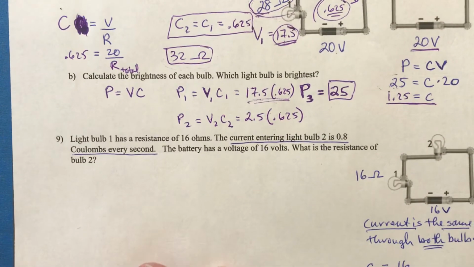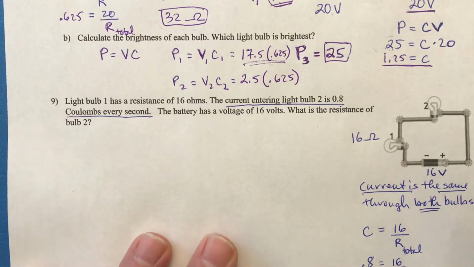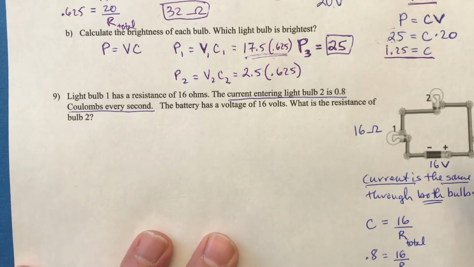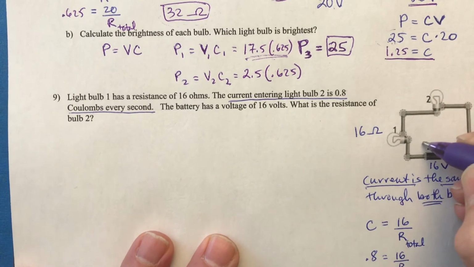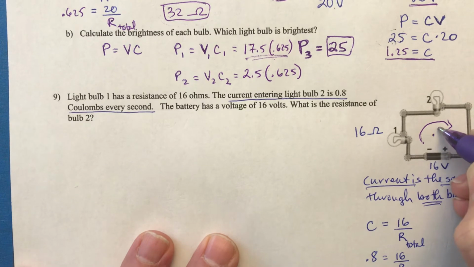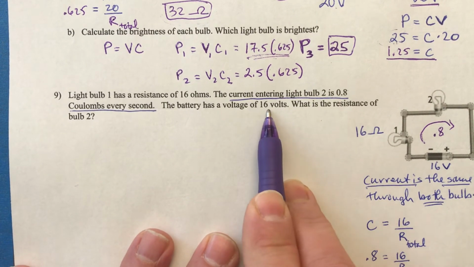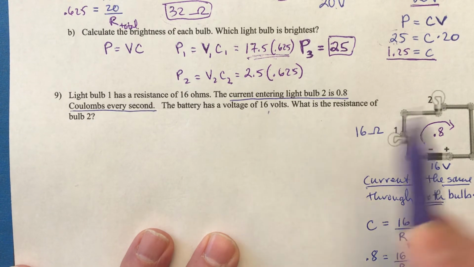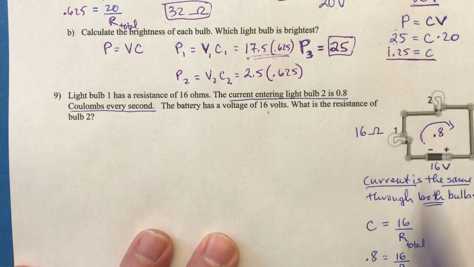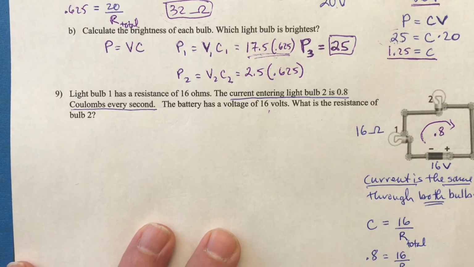Now number 9 is similar to what we did in number 8. We're given the current. The current here is 0.8 coulombs per second. There's a voltage of 16 volts. So we should be able to figure out what that other resistance is.